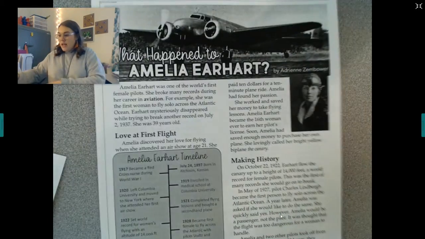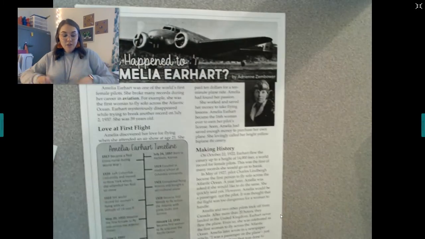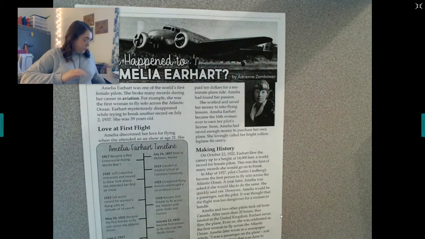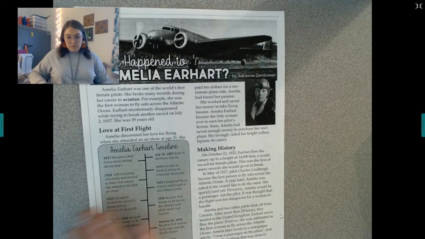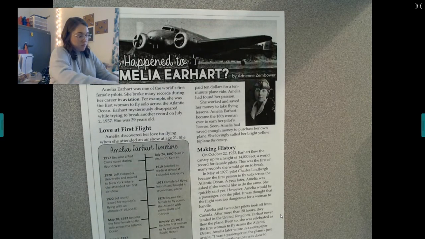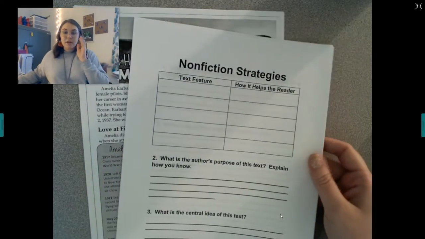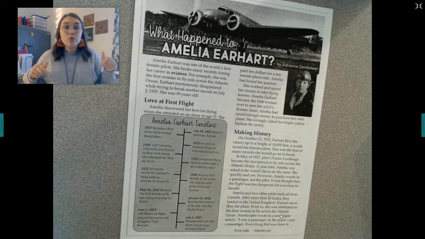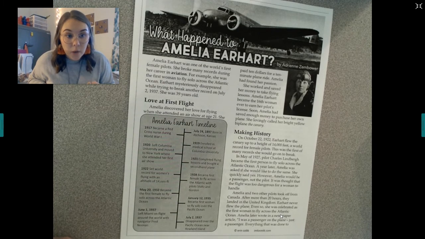Okay, so for your assignment today, after Life in Space, you're going to read about Amelia Earhart, and you're going to use the anchor charts below to fill out, wherever I put it, some more of these. So you're going to have one more of these, the same as yesterday. Read Amelia Earhart and fill that out. Use the anchor charts below to help you.